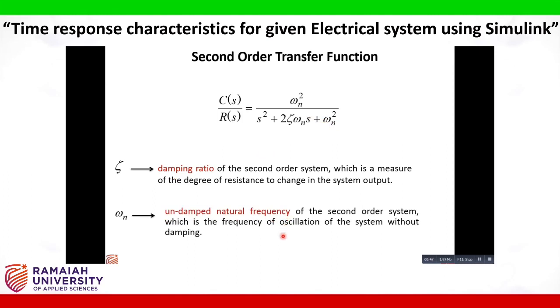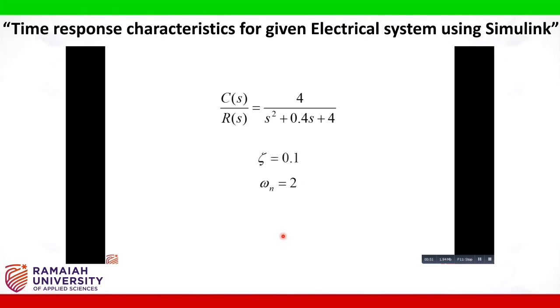Now let us simulate the above given second order system by assuming the values of zeta and omega n. So zeta is 0.1 and omega n is 2. By substituting, we get this transfer function.